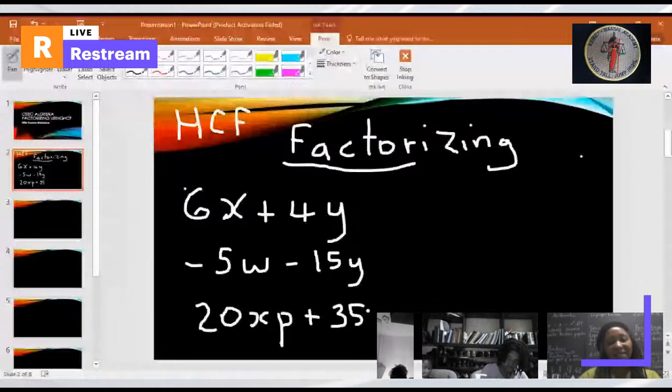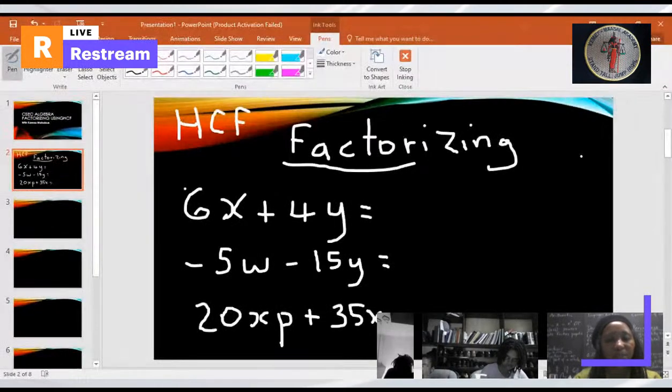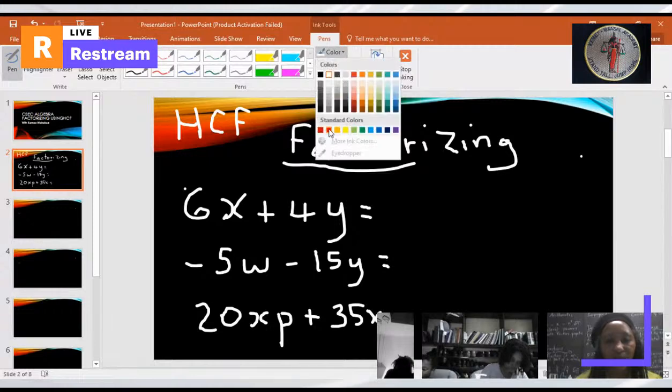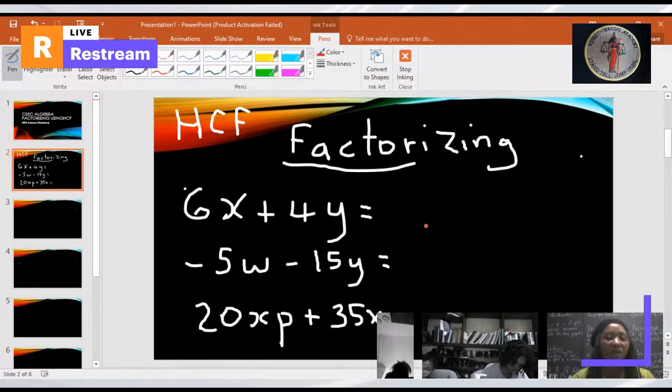All right, let's start with those. So we want to factorize these. Let me choose another color ink for the factorizing. Let me choose red. So looking at the first expression here, 6x plus 4y.